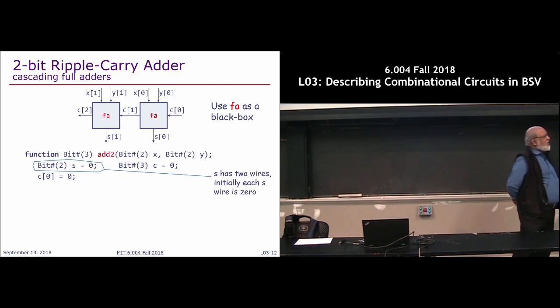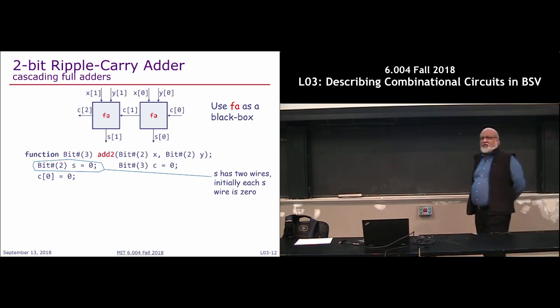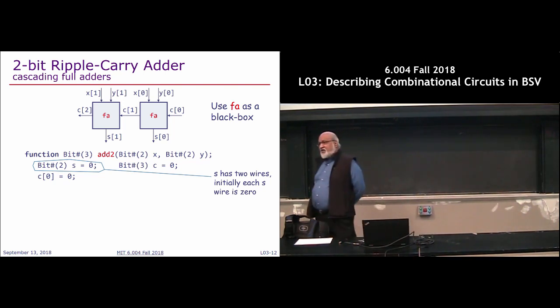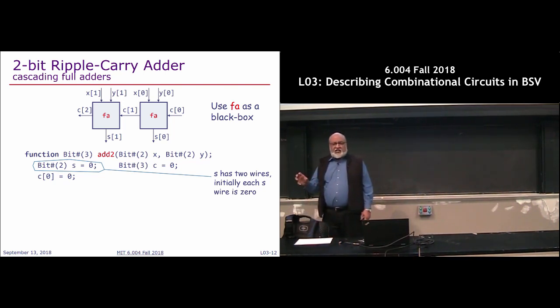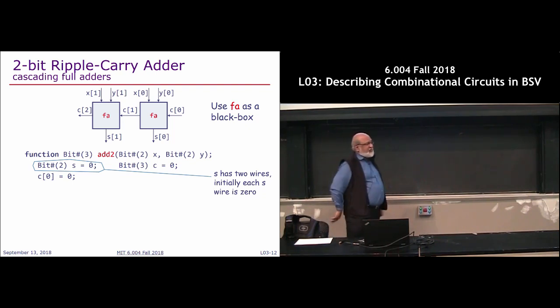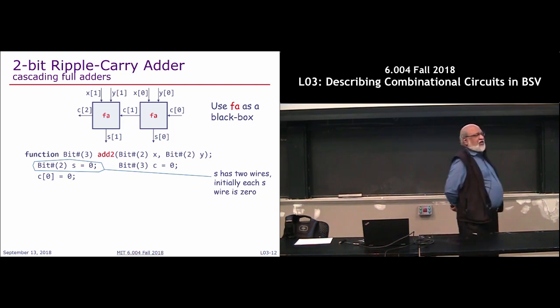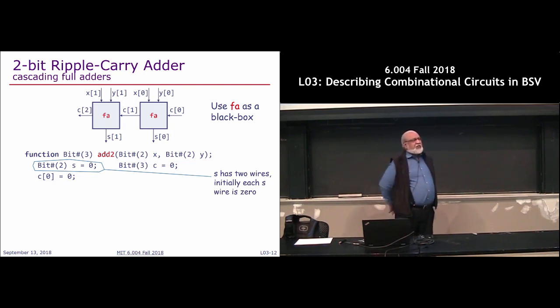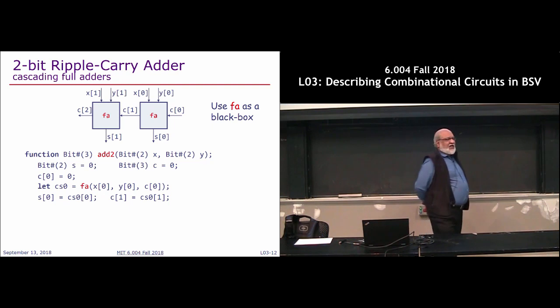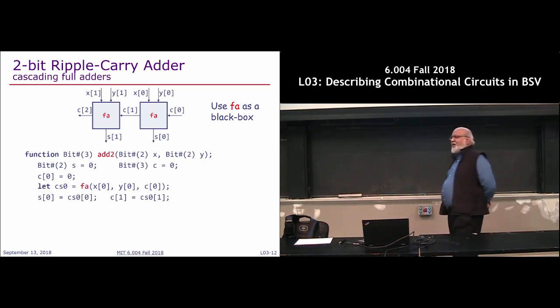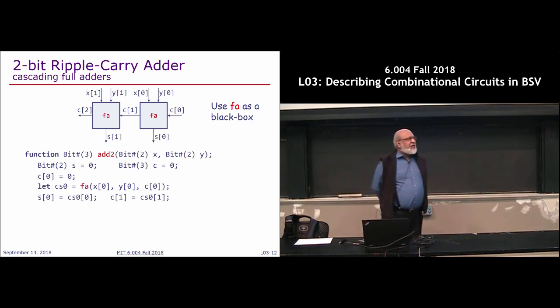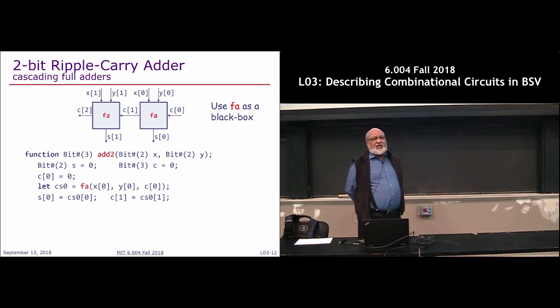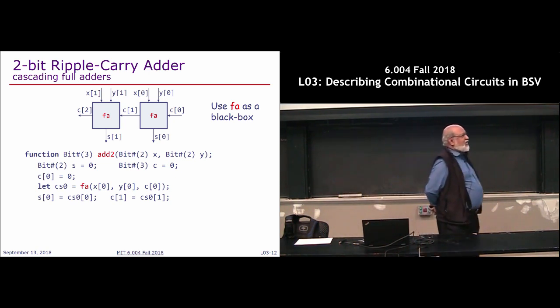So S has 2 wires. Initially, each S wire is 0. That's what it's saying, essentially. So you know the size of it. The right-hand side is somehow giving you the right constant for it. And now, based on that, we say, okay, each wire is wired to 0. And I'm saying the 0th wire of C is also wired to 0. What did I do now? I said, let's instantiate our first full adder. So what I'm feeding to it is x0, y0, and c0, and it returns something, cs0. s0 can be gotten by looking at cs0.